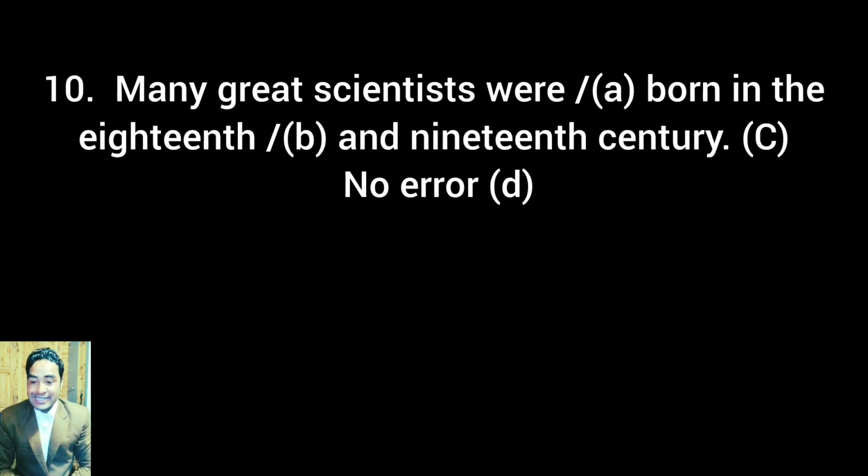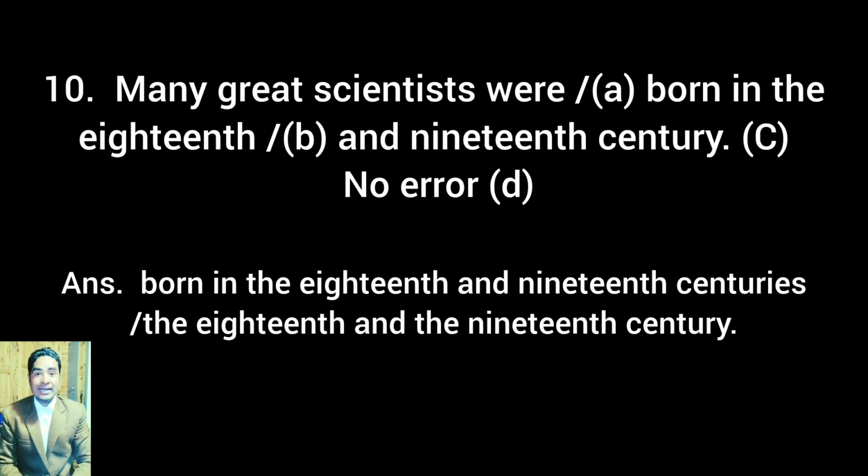Many great scientists were born in the 18th and 19th century. What is the correction? There are two ways to correct this. First, born in the 18th and 19th centuries. Okay, we have to write plural, centuries. And second, born in the 18th and the 19th century.